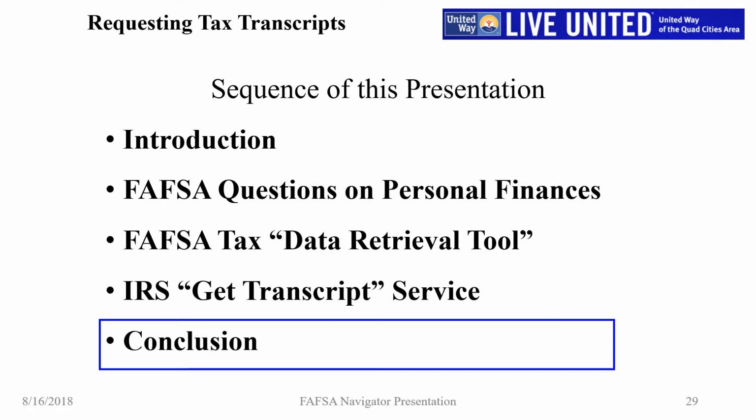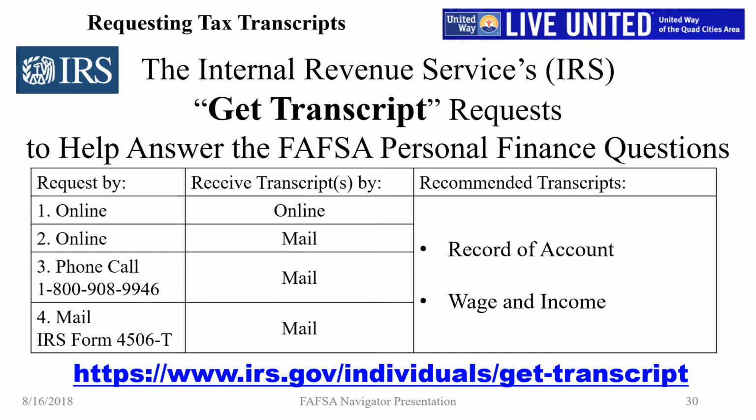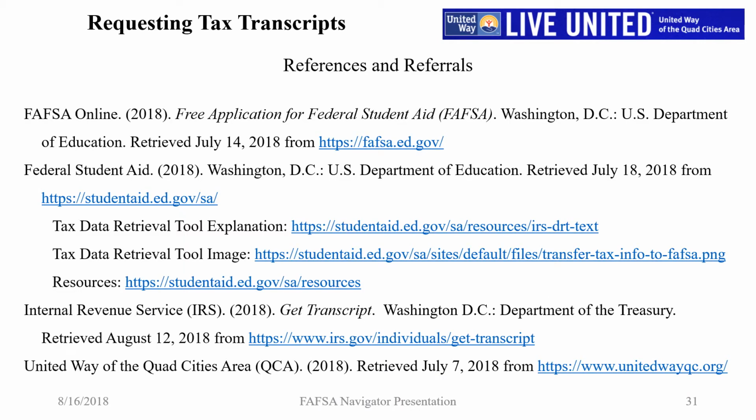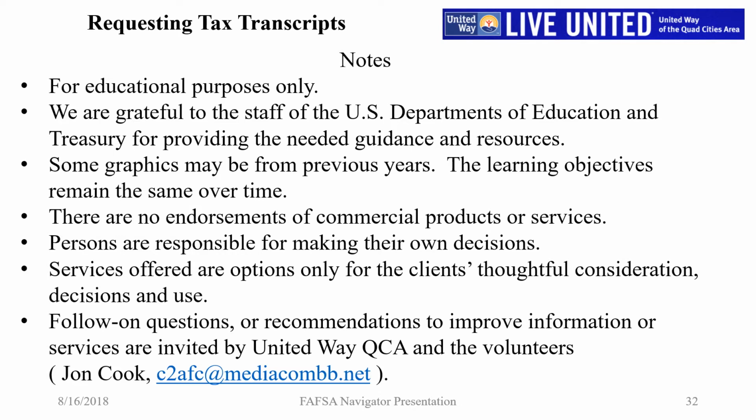Let's wrap up this presentation. Here is our bottom line upfront slide describing the 4 methods to request the 2 recommended types of transcripts to help answer the FAFSA questions on personal finances. Plus, we have displayed the IRS webpage for Get Transcript Services. We're almost done. Displayed here are the references and referrals used in this presentation. Displayed here are some notes for you to read, plus my email address if you have questions or have a suggestion to improve this presentation.